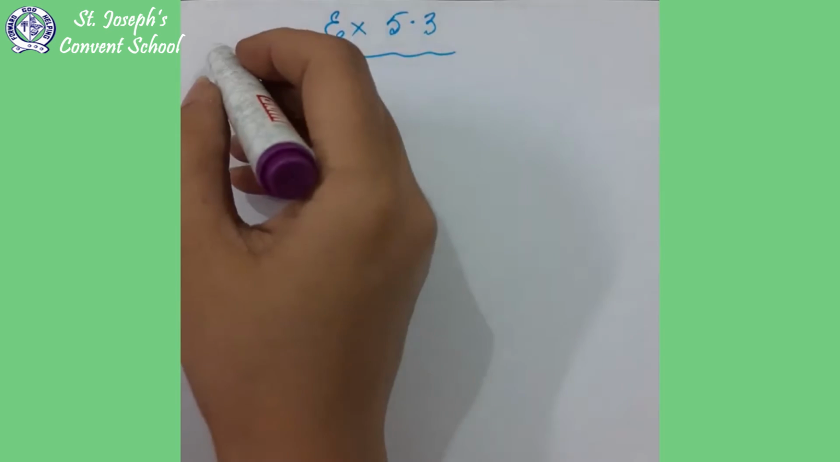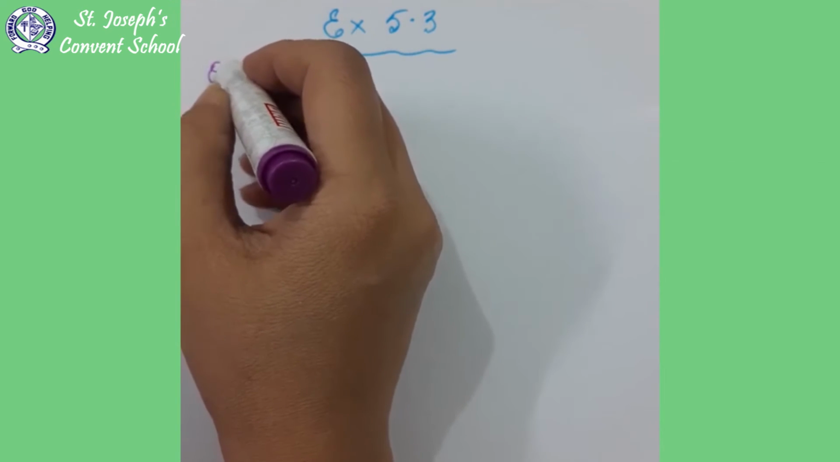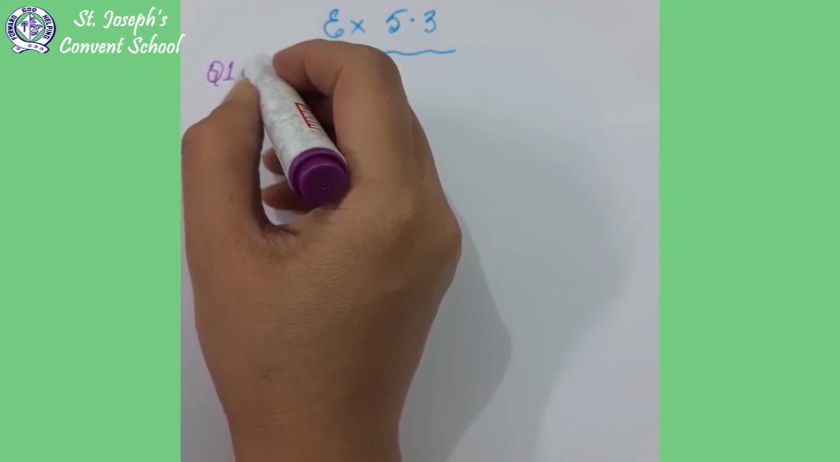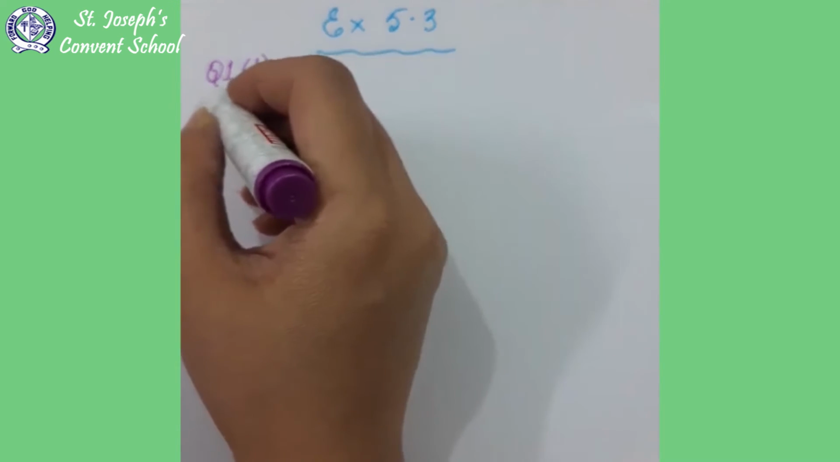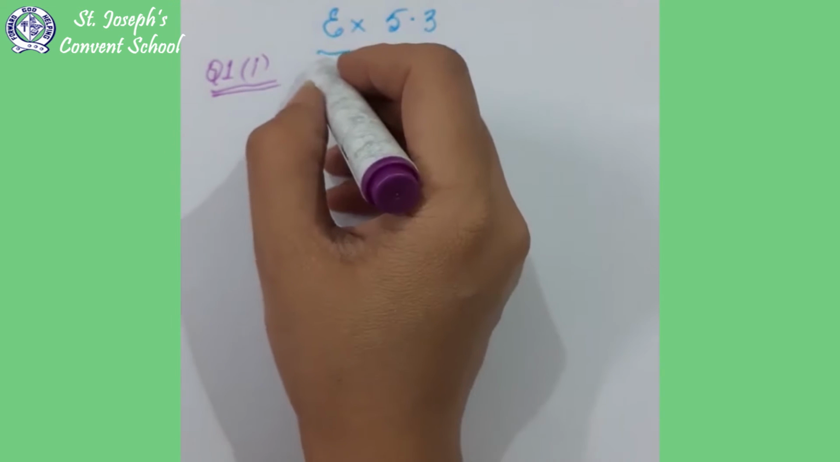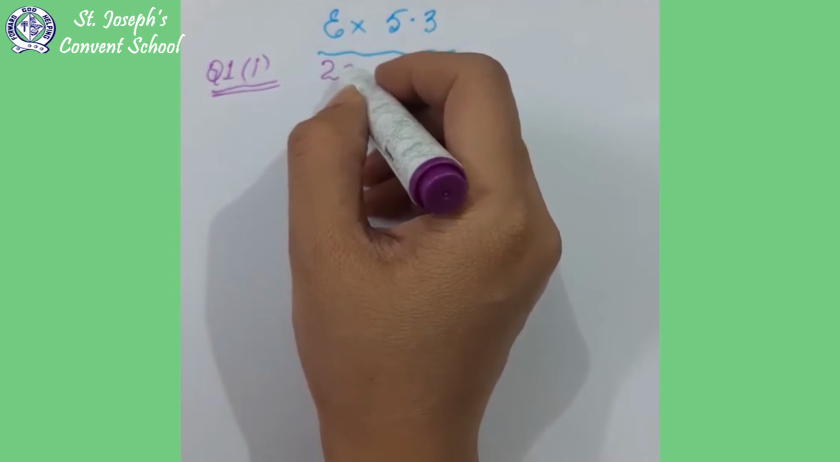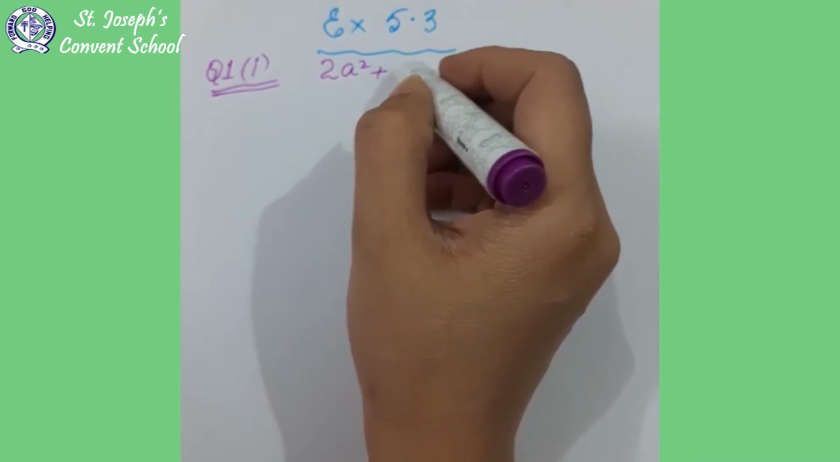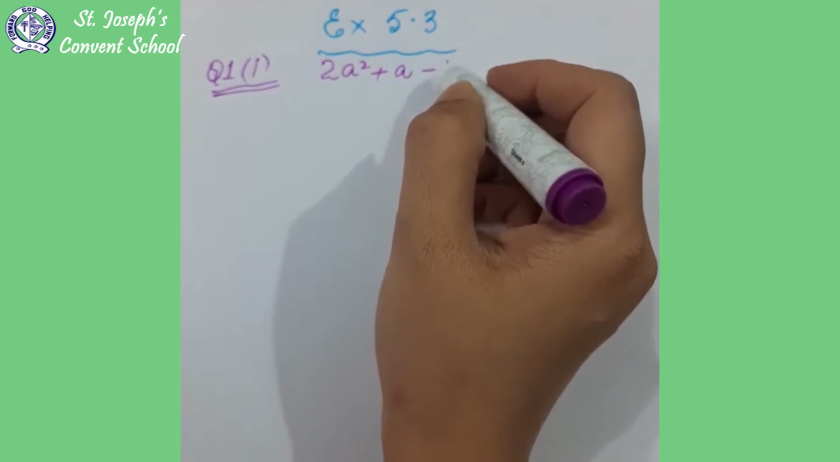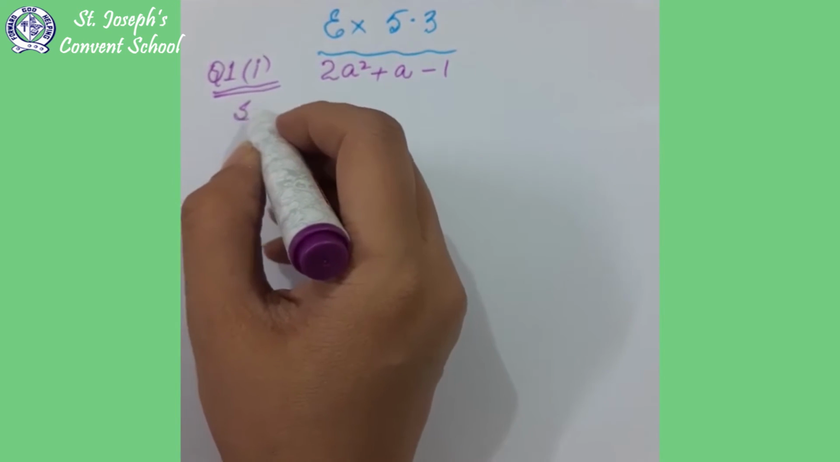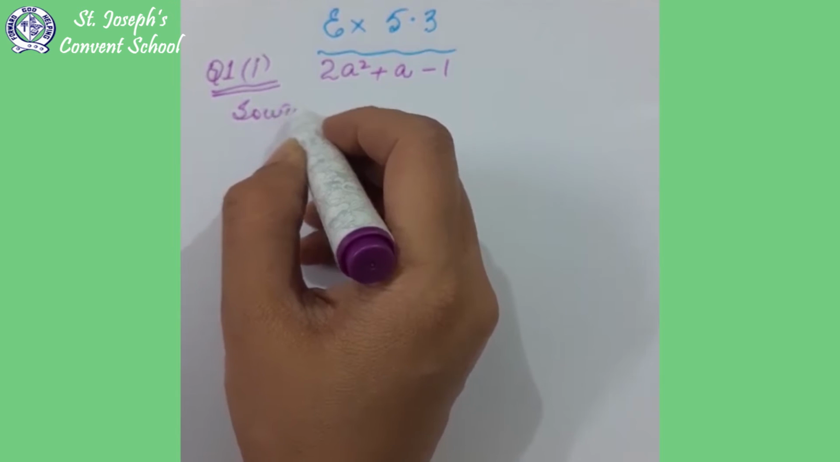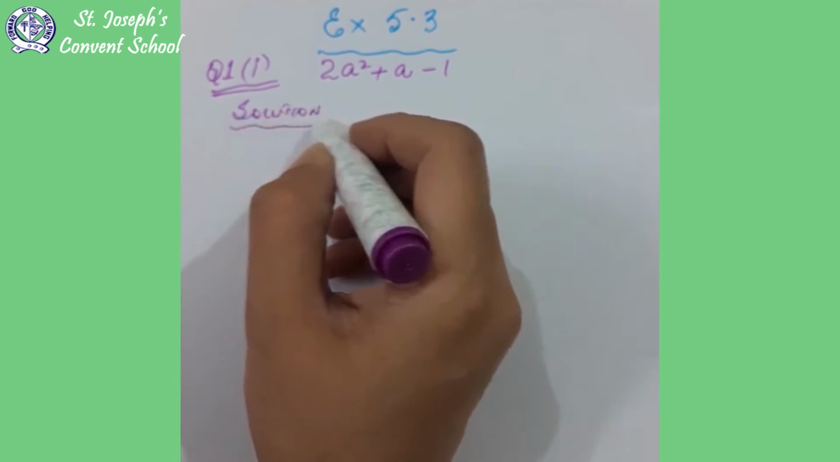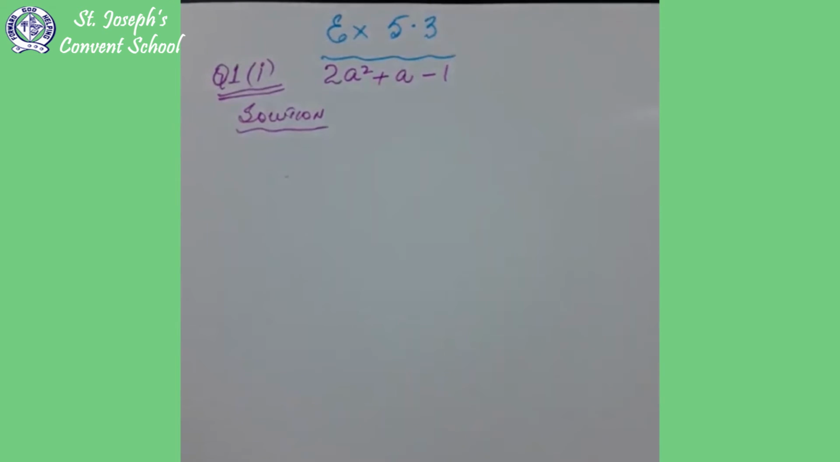Okay, first part of question number 1. Question number 1, first part. Rest you will do on your own. 2a square plus a minus 1. Okay. Now let's find the factors.